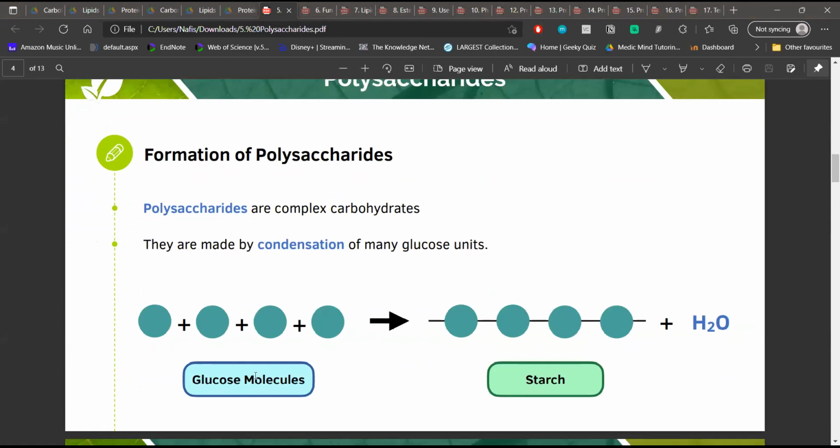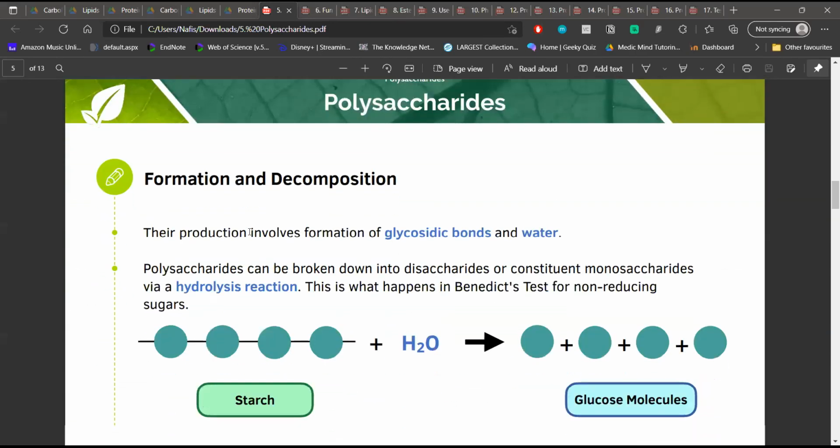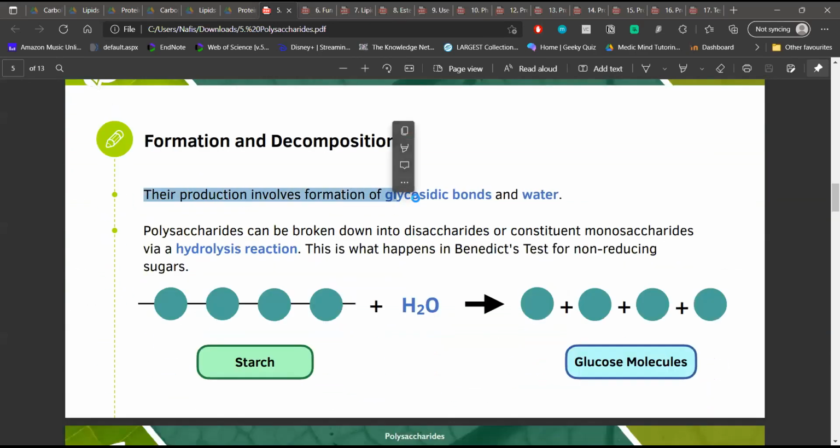So these are complex carbohydrates. They're made by the condensation of many glucose units. So loads and loads of glucose molecules, or loads and loads of general sugar molecules. You can have polysaccharides of different sugars. They don't necessarily have to be glucose. In your courses, you're probably going to focus on the glucose ones, but again, it could be anything. Their production involves the formation of, again, glycosidic bonds and water.